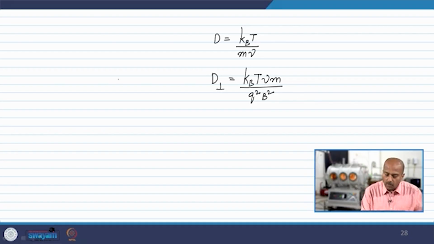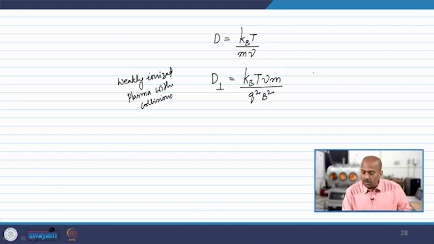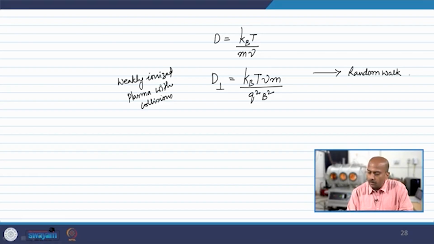This is for weakly ionized plasma with collisions. The major significance or the major understanding that came out from this is about the random walk process. Here the random walk step length is lambda m, and in this situation the random walk step length is the radius of gyration.